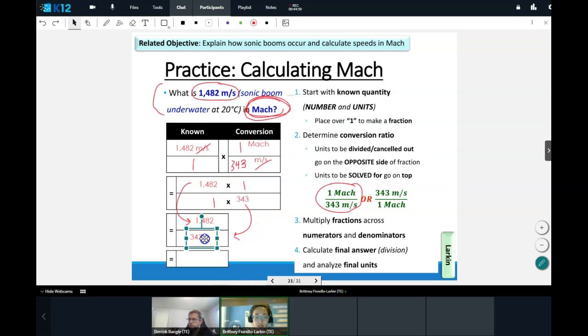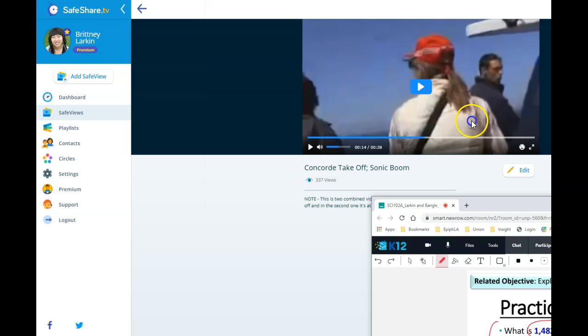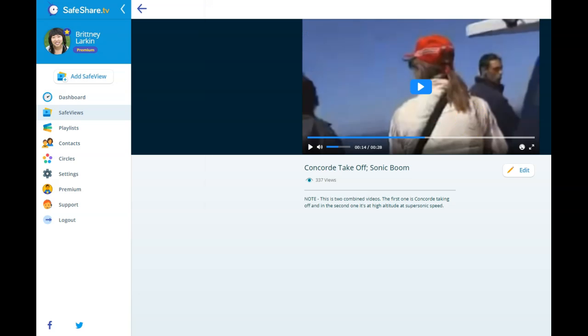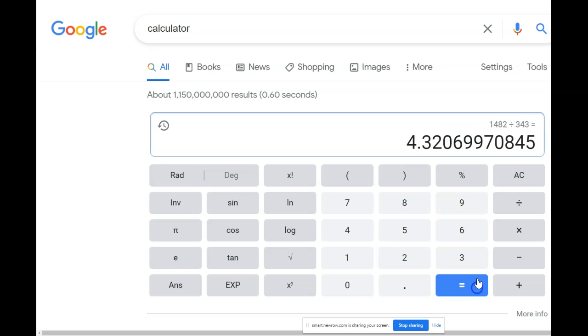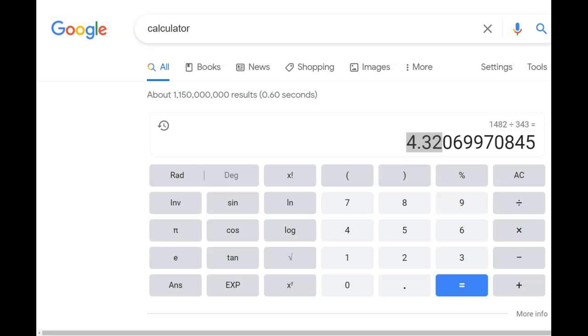All right. Now, this is a fraction, but remember that fractions are actually just division in disguise. So what I can actually do is I can just take this top number and divide it by the bottom number. So let me go ahead and share with you what that looks like. All right, so we've got 1,482 divided by 343. And so my answer should be 4.32. So jumping back over here, 4.32 is going to be my answer here.